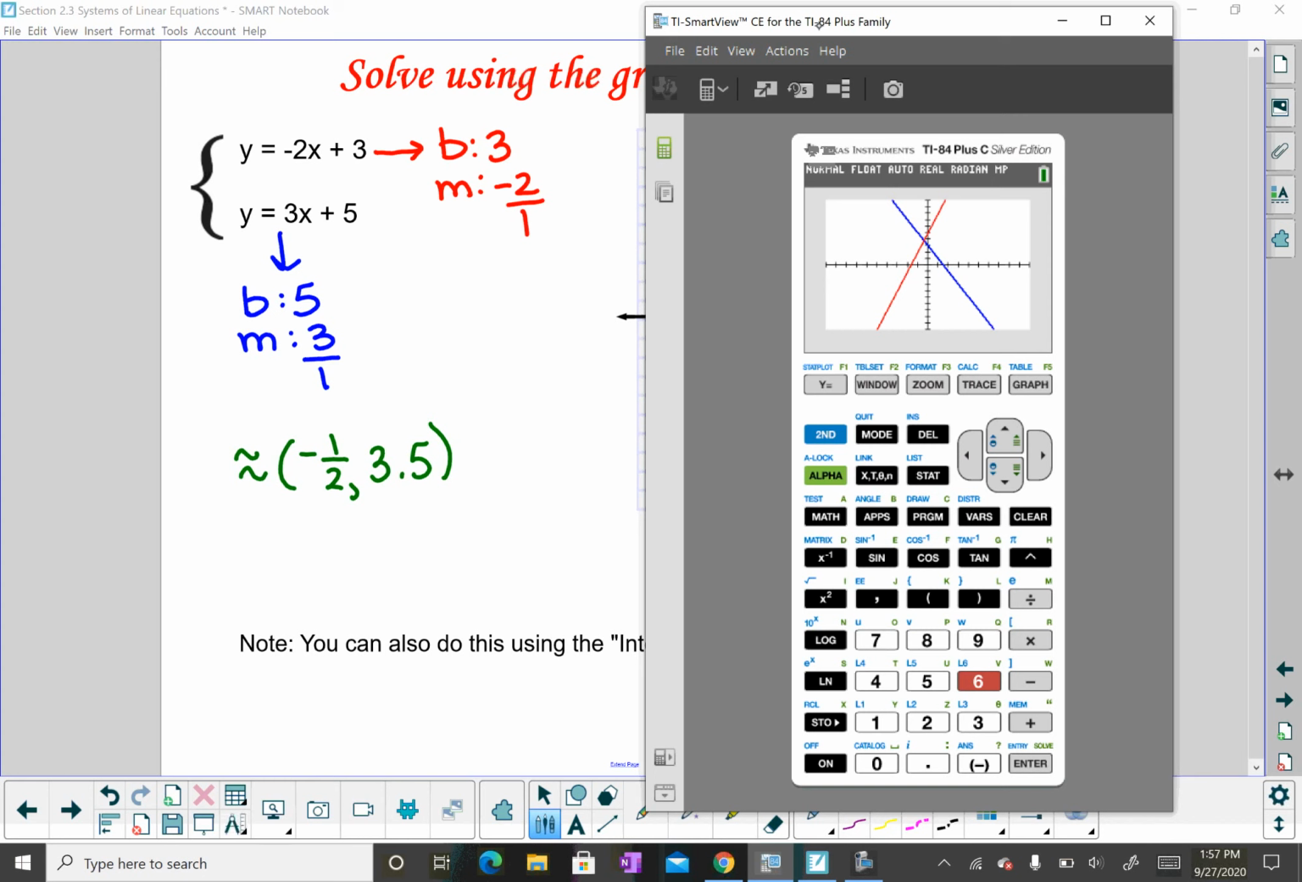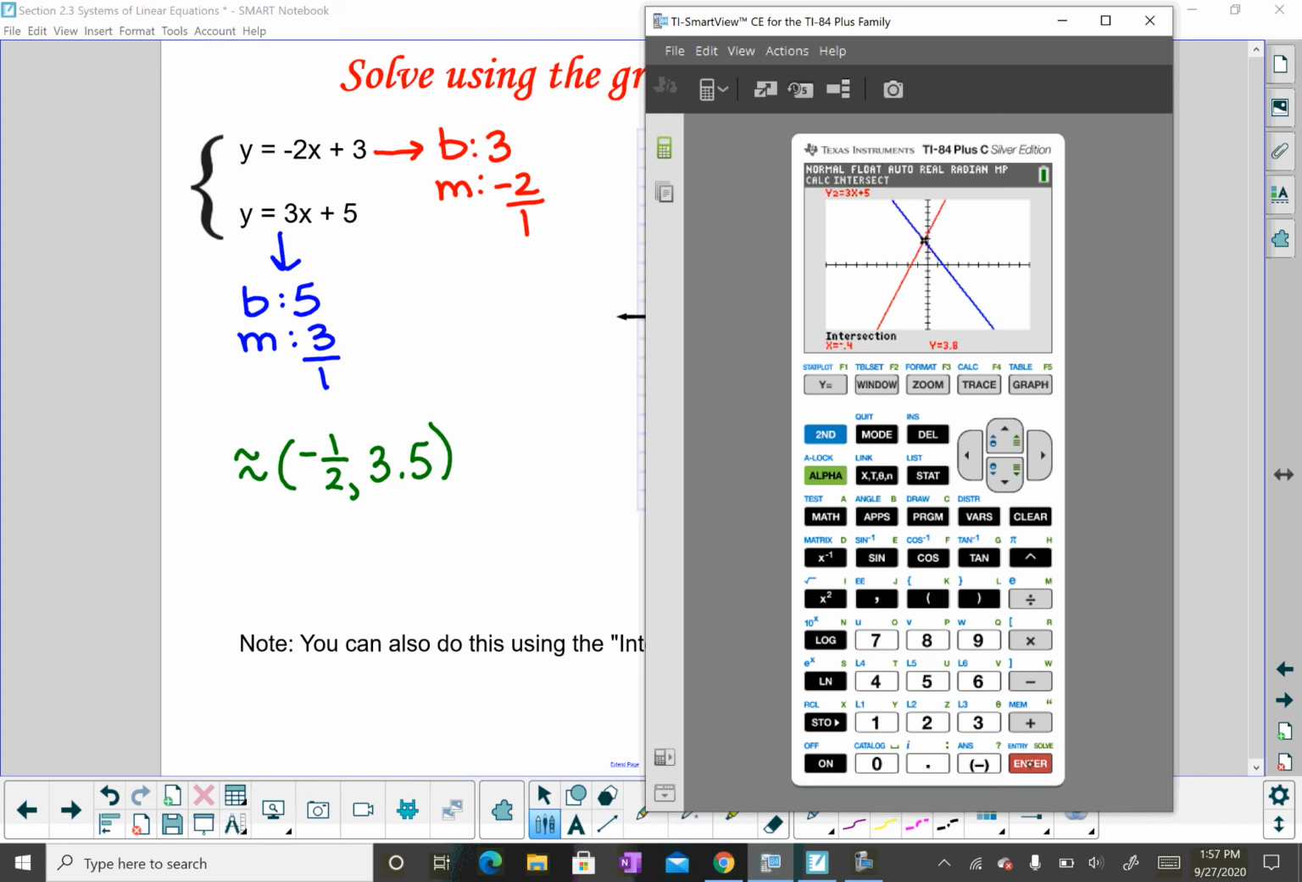To find the intersection, we're going to go to a menu that we've used a few times already, second, trace, which is our calculate menu. And remember, we used the zero method. We've done mins and maxes in here before. To find the intersection, we're going to choose number 5, intersect. Okay, we've done that before with our solving equations. We graphed both equations and found the intersection. All you have to do here is hit enter, enter, enter.